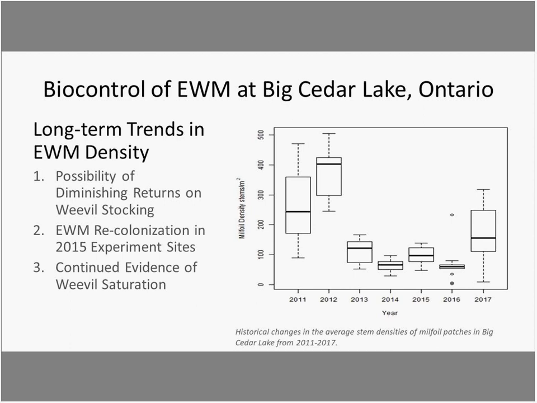So looking at this figure, you can see that there's been this up and down pattern back and forth year to year, starting 2013, where milfoil density is higher and then lower and then higher and then lower.